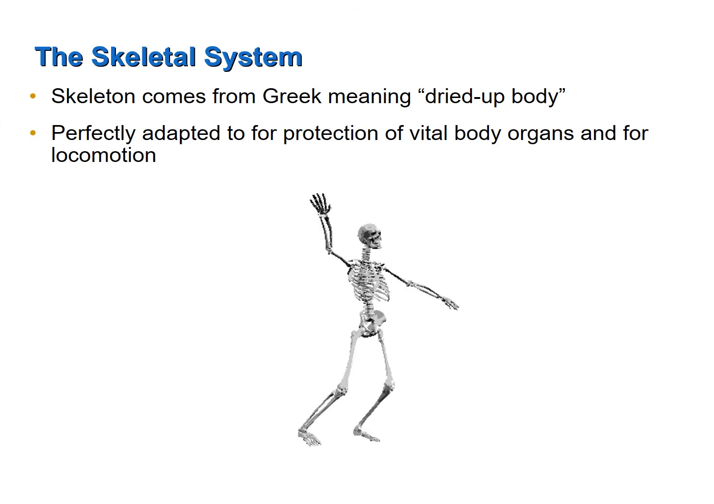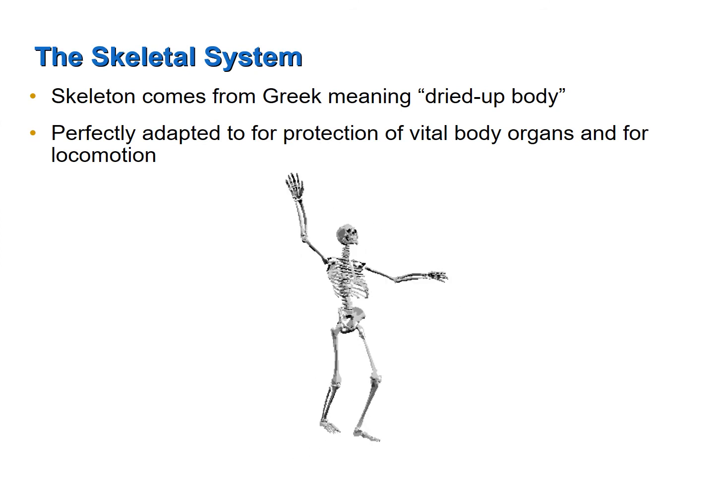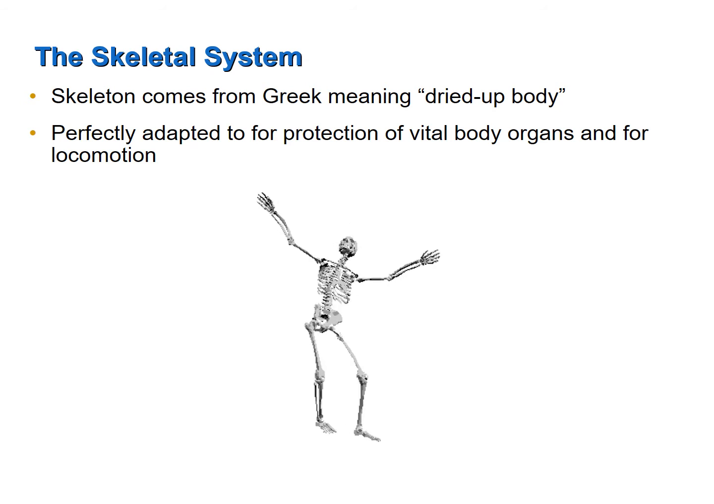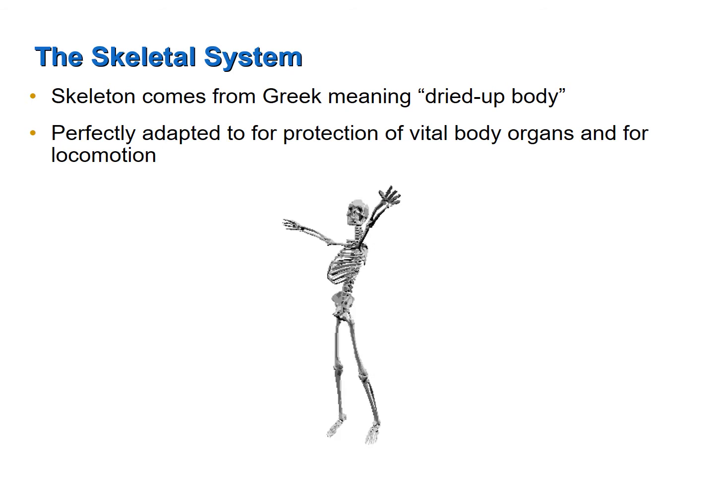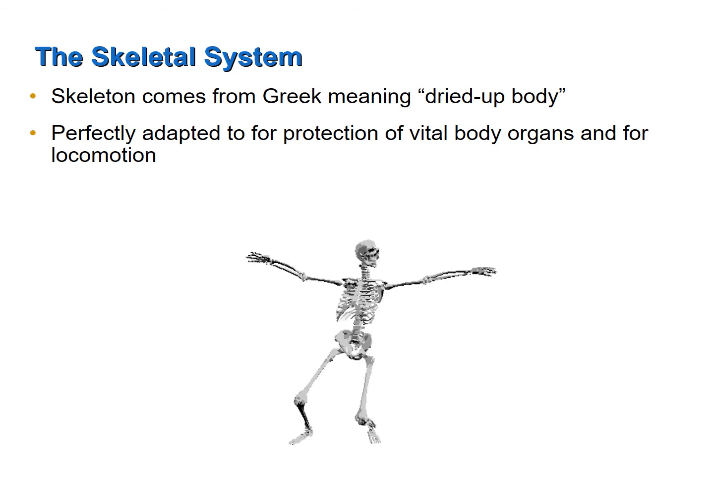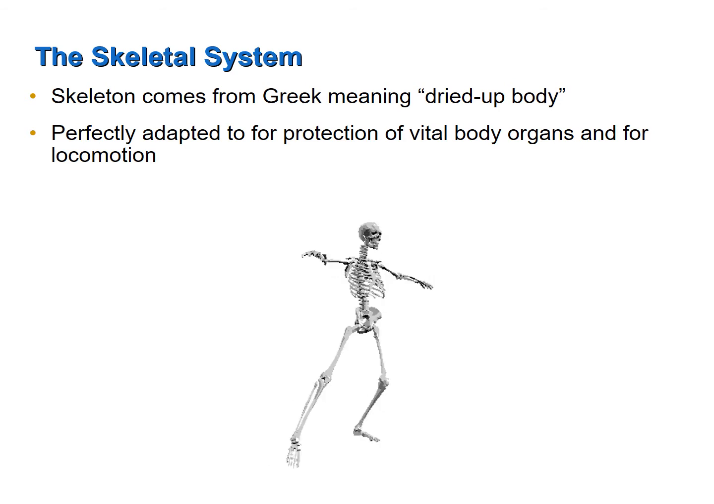Skeleton comes from Greek, and it means dried up body. And if you look at a bone, it looks like a little dried up, unremarkable object. But if you really think about the skeletal system, it is quite a remarkable system.